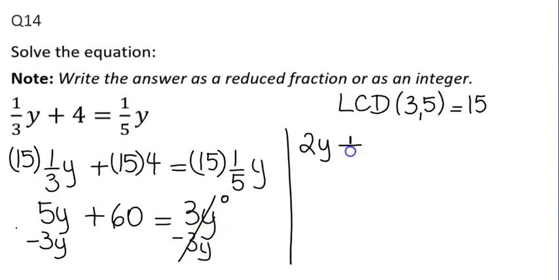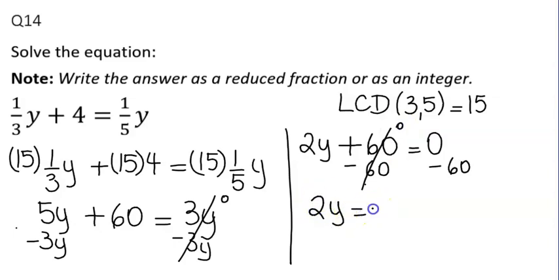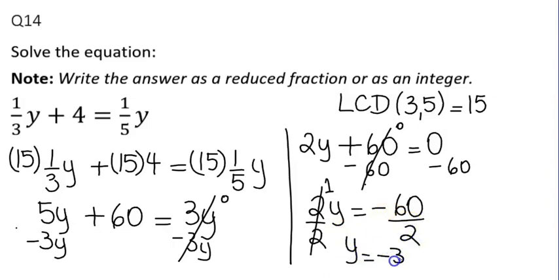5y minus 3y, 2y. Here becomes a 0. 2y plus 60 equal 0. Now I'm going to take the 60 to the right side. This opposites, a 0. Then I have 2y equal negative 60. What do I have to do here? Divide by 2 to make the coefficient 1. 2 divided by 2, a number divided by itself is 1. And then I do the same on both sides, and then my y equal negative 30.